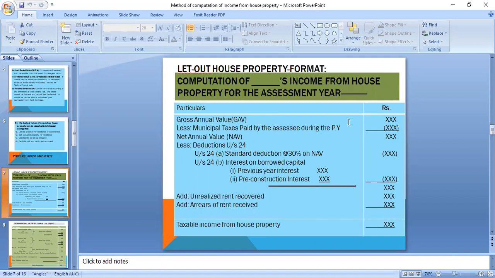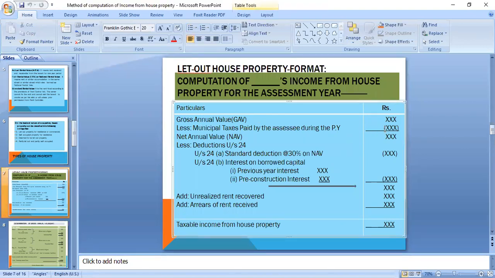Suppose the gross annual value is 1,20,000, 10,000 per month, on that basis 1,20,000. Less: municipal taxes paid by the assessee during the previous year. How much municipal tax he paid, that you have to write. From 1,20,000, say 10,000 rupees you paid as municipal taxes, such as sewerage tax and property tax. So 1,10,000 you will get here. That we call the net annual value.